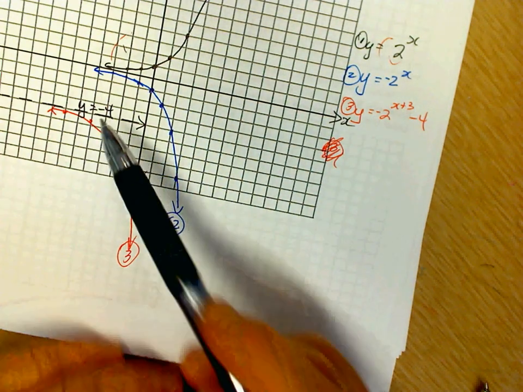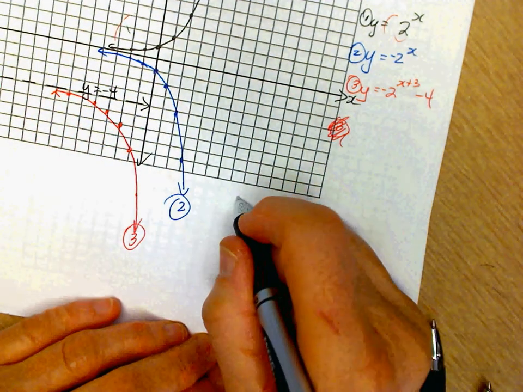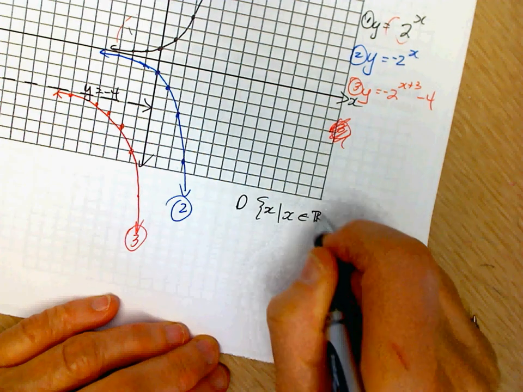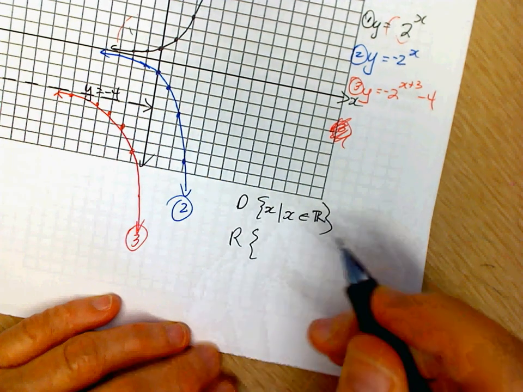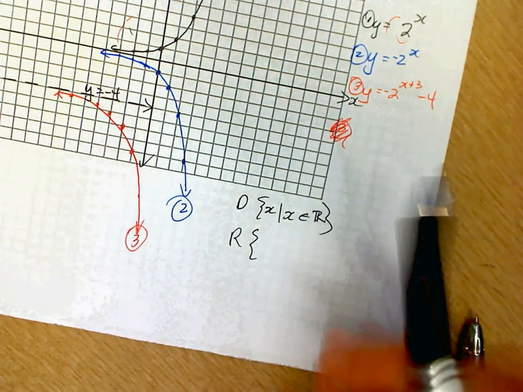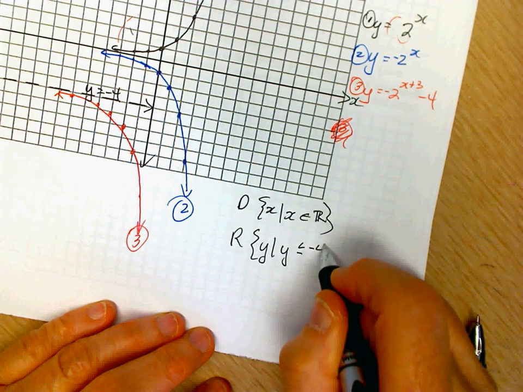Well, x can be anything, right? And our range, well, the range is confined by this asymptote. So it's y such that y is less than or equal to negative 4. Y is an element of real numbers.